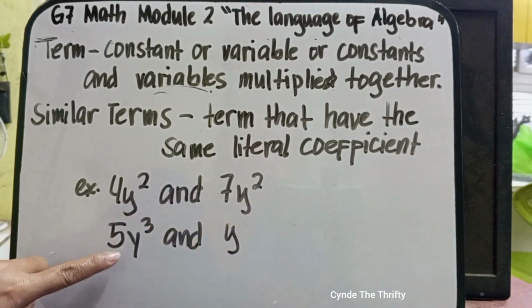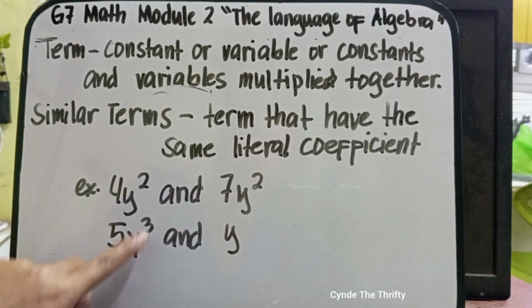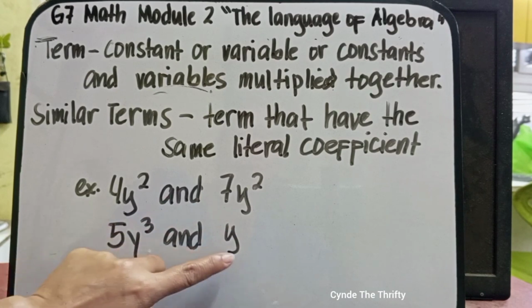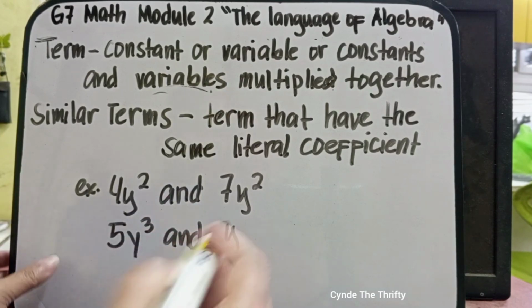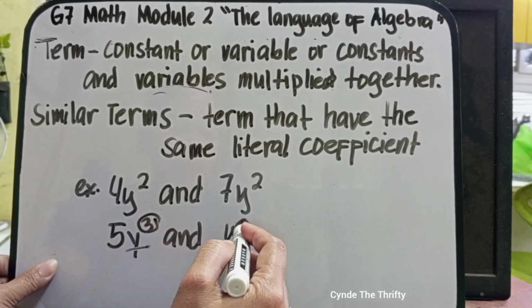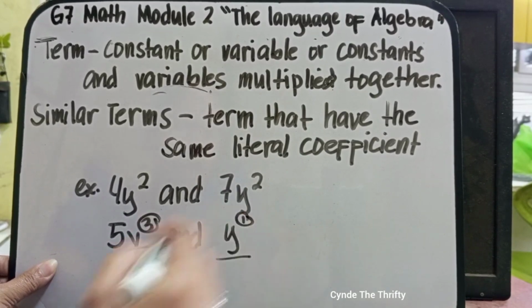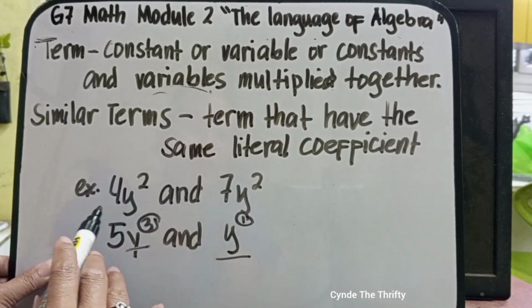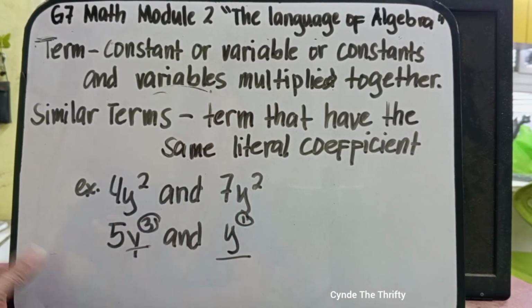So, sa next example natin 5y cubed and y, magkapareho ba sila ng literal coefficient? Hindi. Kasi, though magkapareho sila ng variable, hindi magkapareho ang kanilang exponent. So, si y meron siyang 1 dito. So, this is not a similar term. Ganito ang similar term, dapat magkapareho ang kanyang literal coefficient.